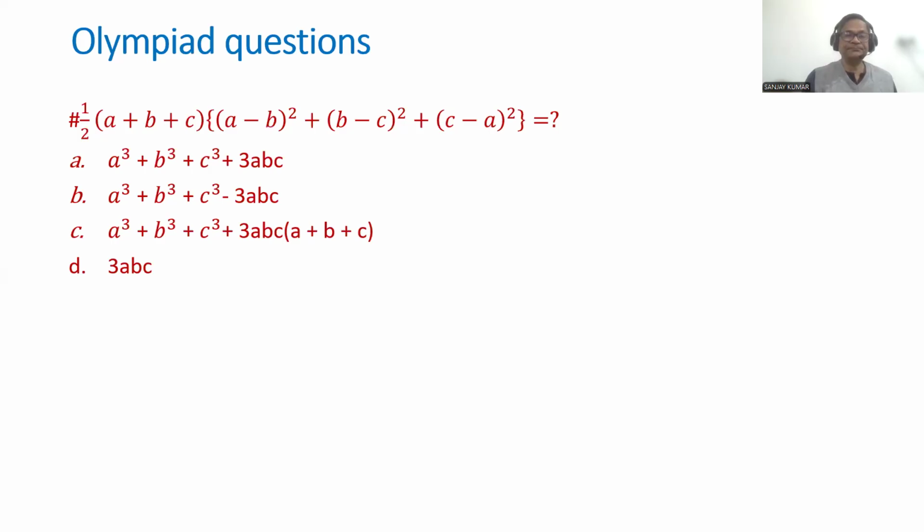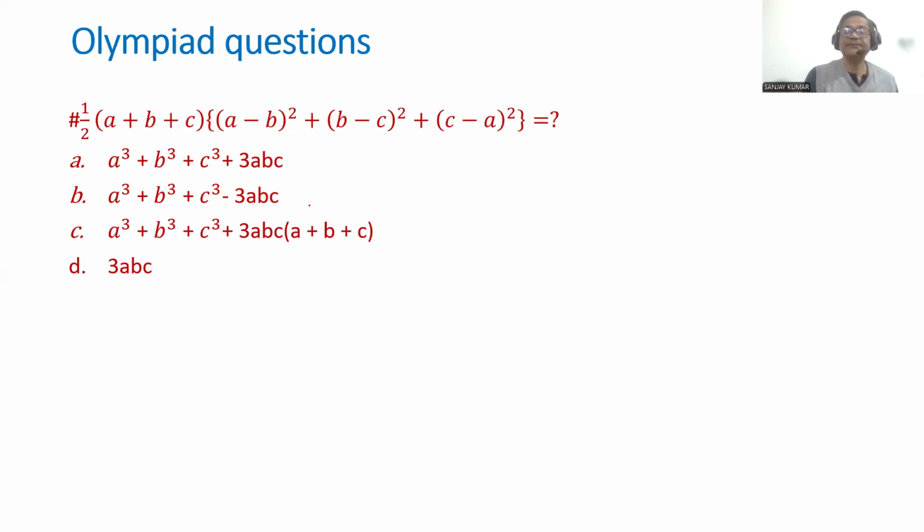So in this question, what is that? We have to find what is the value of this: half into a plus b plus c into bracket a minus b whole square plus b minus c whole square plus c minus a whole square. How will we find it? Let us see this. Let's write first.